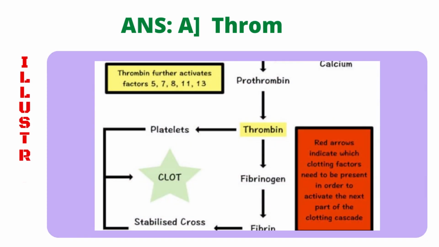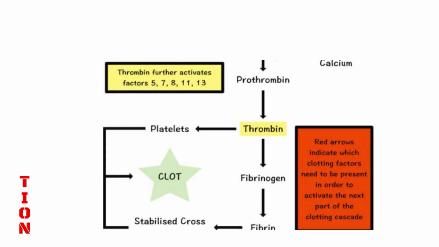If we see the blood clotting mechanism, it is important to note the role of thrombin because thrombin is responsible for activating blood clotting factors which are 5, 7, 8, 11 and 13. With the help of this, fibrinogen is converted to fibrin and it promotes clotting.